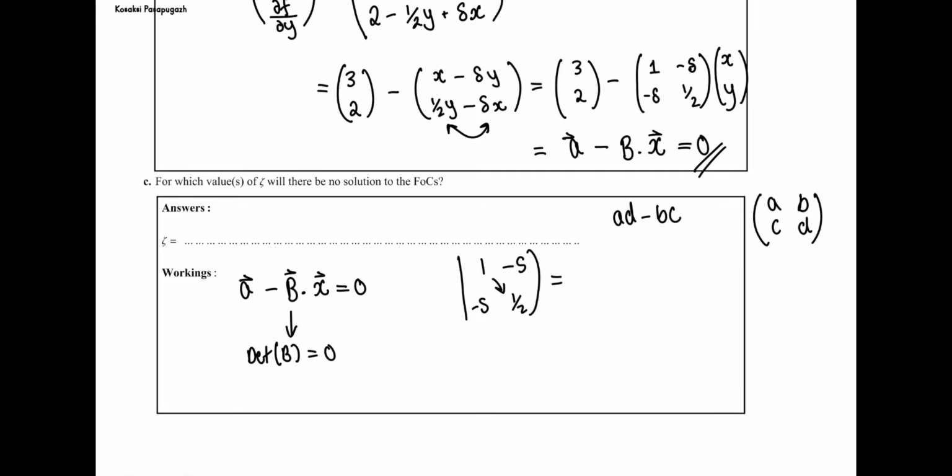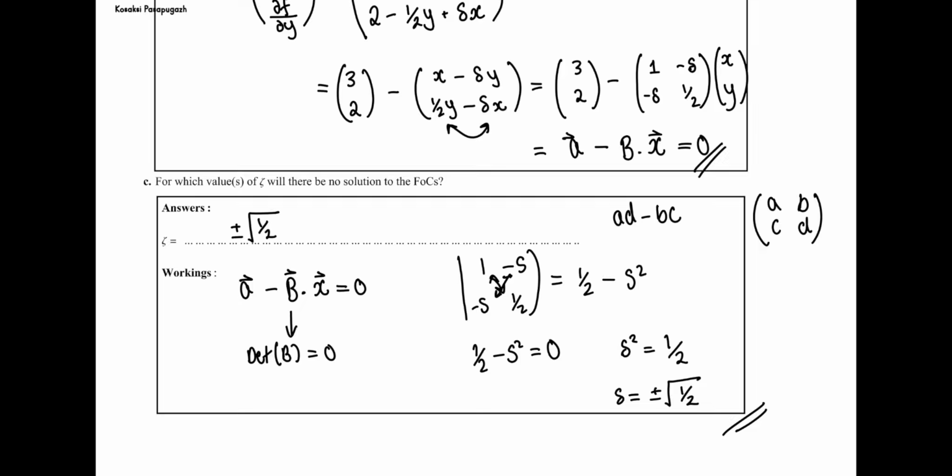So we do this times this, which would be a half, minus this times this, which would be s squared. And like we said, when it's equal to 0, there will be no solutions, so we shall equate it to 0, where we get s squared is equal to a half, so s is equal to plus or minus square root a half. So there'd be no solutions when s is equal to plus or minus square root a half. Cool. Hopefully that was useful.